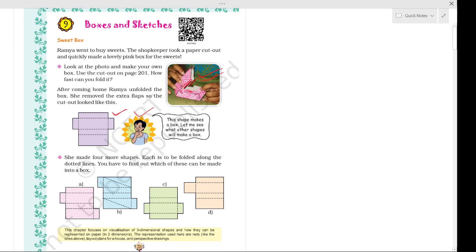Let us see what other shapes will make a box. She made 4 more shapes. Each is to be folded along the dotted lines. Now she has made all these 4 shapes and what we have to do here is fold them along the dotted lines. You have to find out which of these can be made into a box.